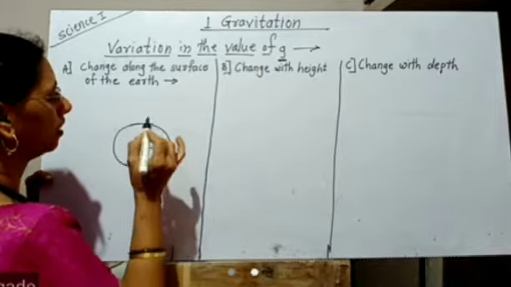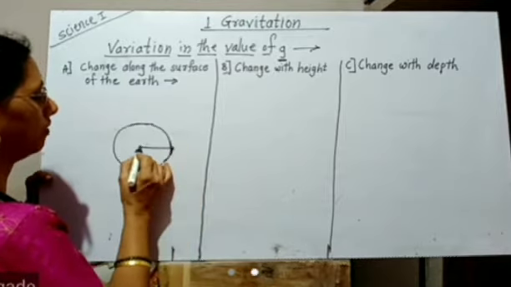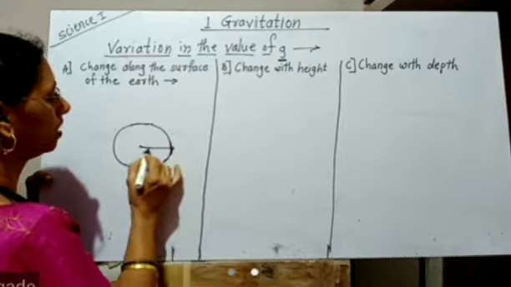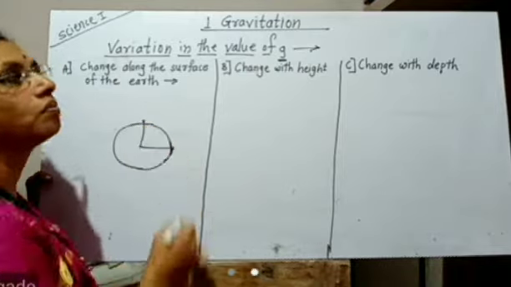And therefore the distance of a point on the surface of the Earth at the equator is larger as compared to the distance at the poles.